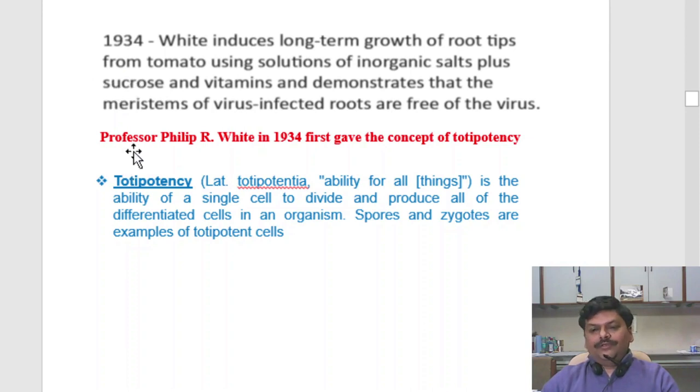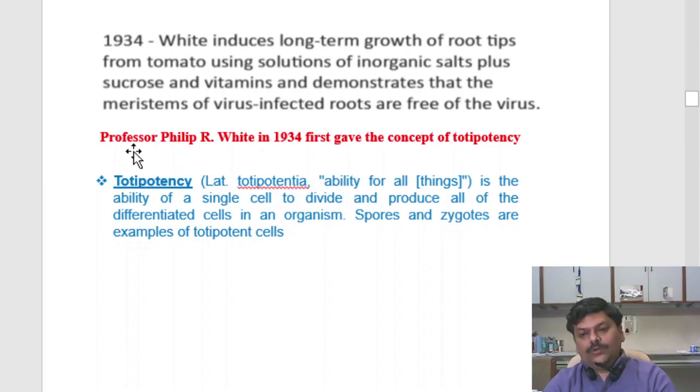And then Professor Philip R. White was the first one who got dividing cells from root tips of tomato in the nutrient solution. He found that if we use root tips or shoot tips which are virus free, then the cell mass they develop into is also virus free, and that cell division for plant tissue culture can be induced by providing vitamins and certain growth hormones.